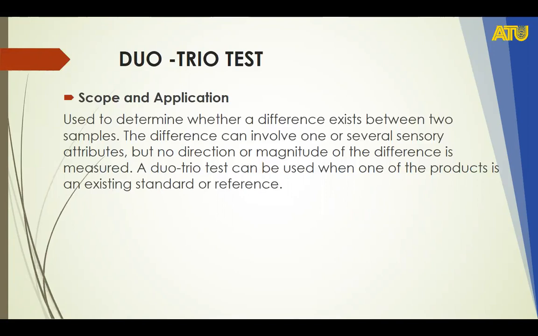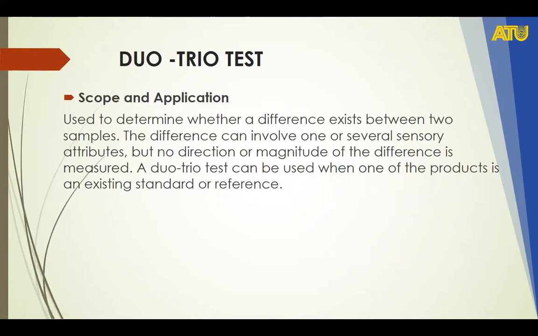So the duo-trio test is only used when it's required to form a judgment, and this is the case when tasting products with a lingering aftertaste, such as bitterness, spicy or chili. And it can also be used when one of the products is an existing standard or reference.